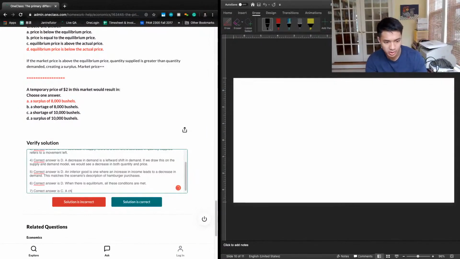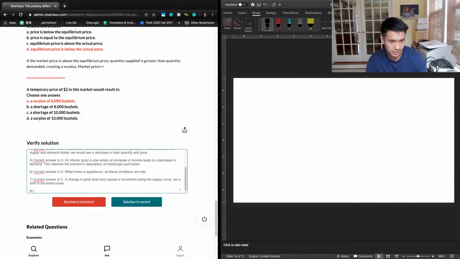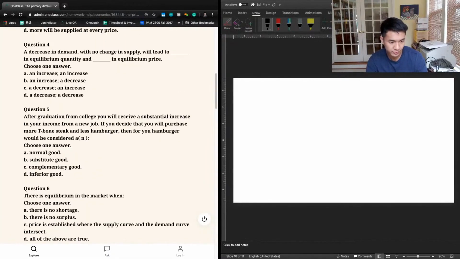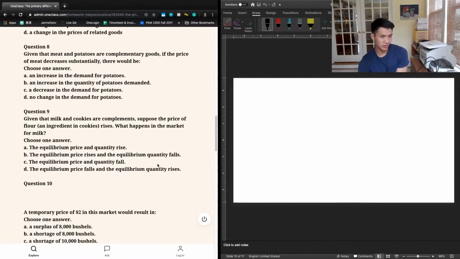C, a change in price level only causes a movement along the supply curve, not a shift of the entire curve. Okay, let's go to 8. 8 says, given that meat and potatoes are complementary goods, if the price of meat decreases substantially, there would be which one of the following?